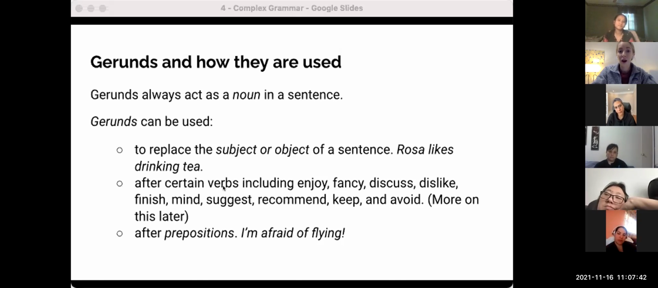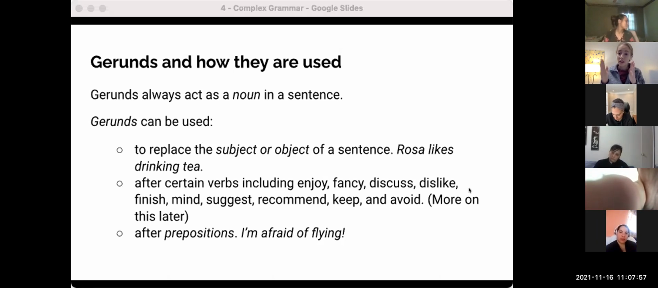Certain verbs require the gerund to follow them. We cannot use another form of the verb. Enjoy, discuss, dislike, finish, suggest, stop, recommend. There's a list of verbs that we have to use the gerund with. We looked at some of those verbs just a minute ago. There's one more way that we can use the gerund in the sentence, and that is as the object of a preposition or after the preposition.